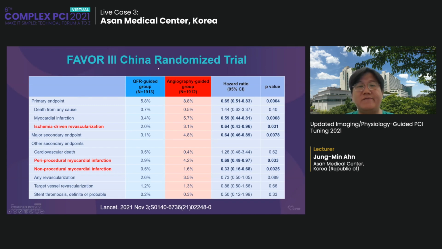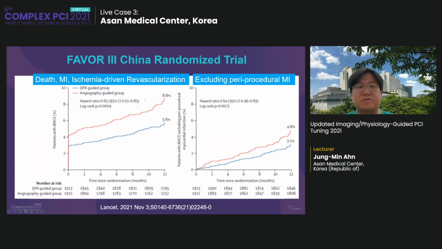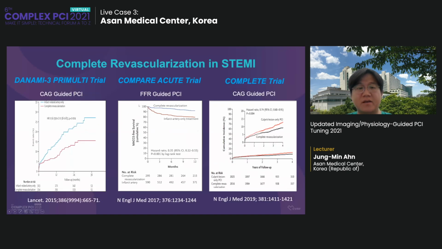So I think, this is a graph of the QFR primary endpoint. This is very similar to the FAME 1 trial: a difference from the first day, and the curves diverge at 1 year. Even excluding the periprocedural MI, interestingly, in the FAVOR 3 China trial the primary endpoint excluding periprocedural MI was significant at 1 year. So I think QFR is a concept that combines imaging and physiology. The direct measurement is not easy, so QFR would be one good option.